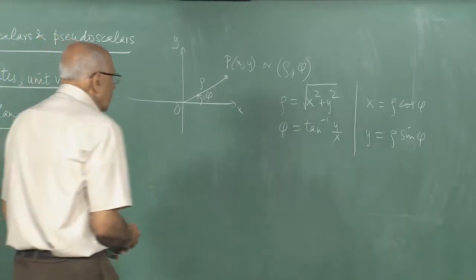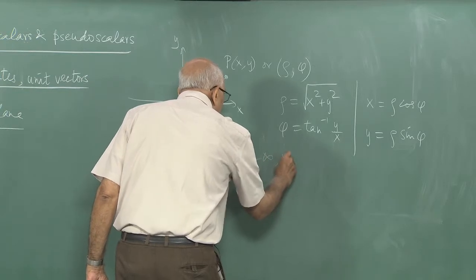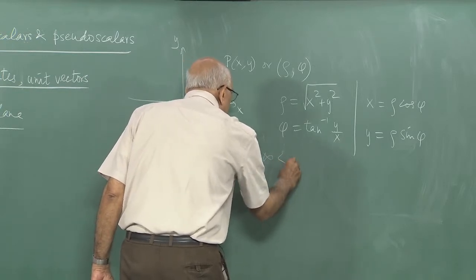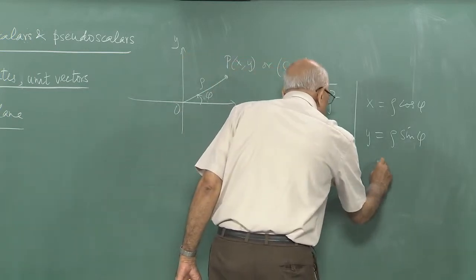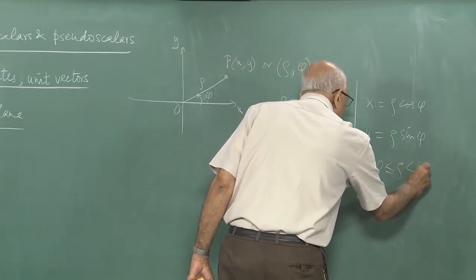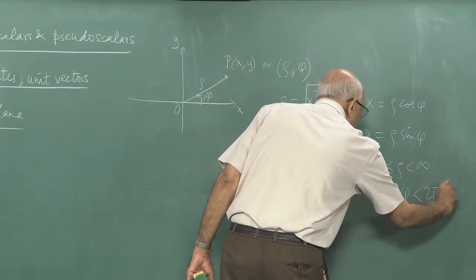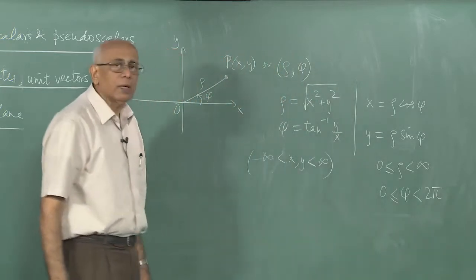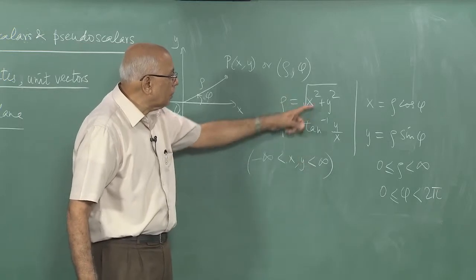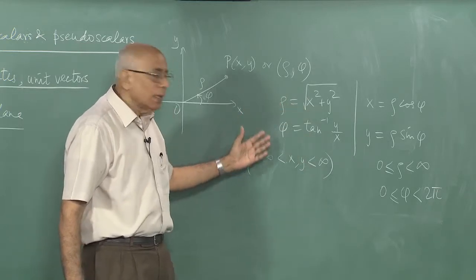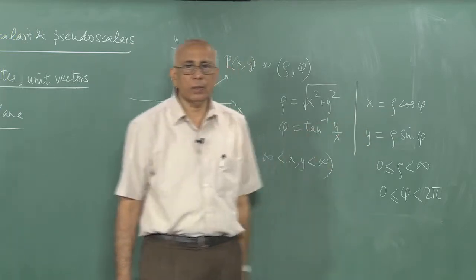Okay. Now what are the ranges of these variables? Well, minus infinity to infinity in the case of x and y. That translates here to 0 less than or equal to rho less than infinity, and 0 less than or equal to phi less than 2 pi, to make it single valued. So those were the ranges. These are the transformation formulas from Cartesian to polar coordinates, and these are the transformation formulas from polar coordinates to the Cartesians on this side.